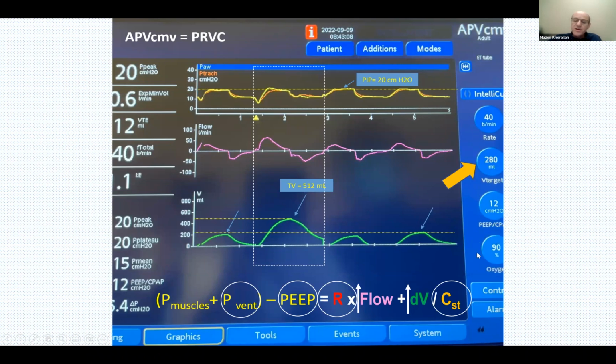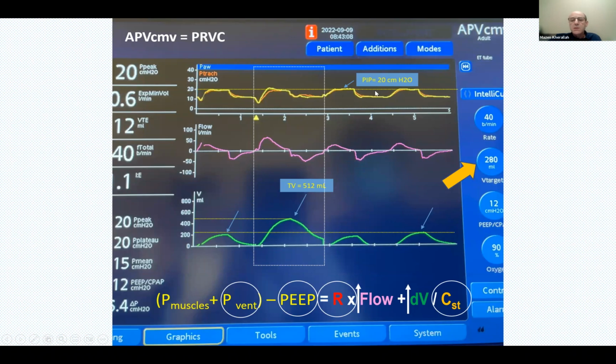The patient is on 90%. He can go up on the PEEP a little bit. And the rate is very fast at 40 per minute. Let's take a look at the pressure. The pressure is 20. It's not high pressure actually.